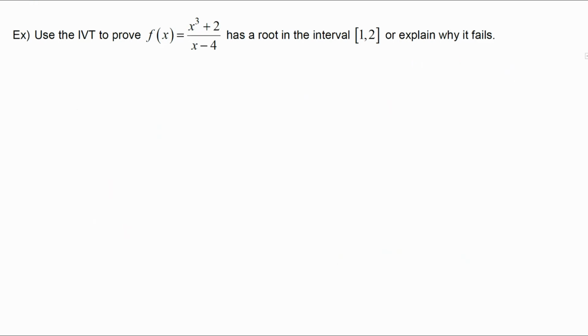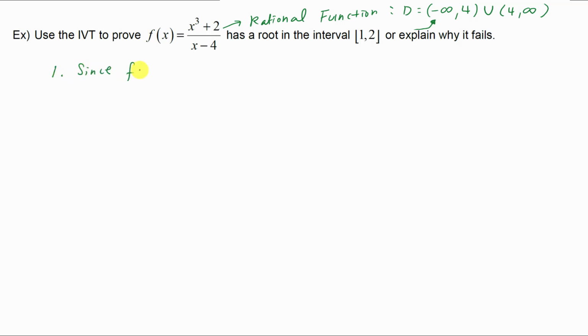Use IVT to prove f of x equals x cubed plus 2 over x minus 4 has a root in the interval 1 to 2, or explain why it fails. This is a rational function. And what do you know about rational functions? A rational function is continuous on its domain. And what is the domain of this guy? The domain is negative infinity to 4 union 4 to infinity. It's all real numbers except 4. And this is inside of this interval.